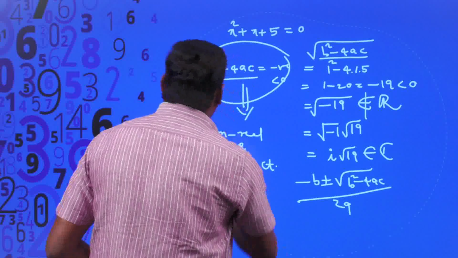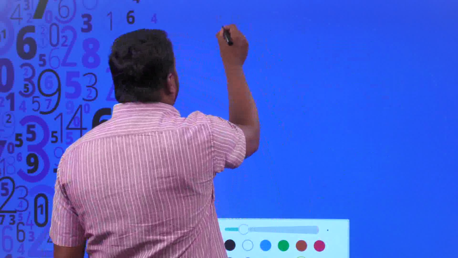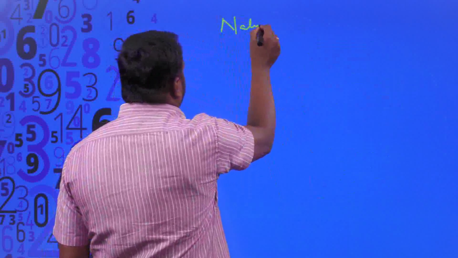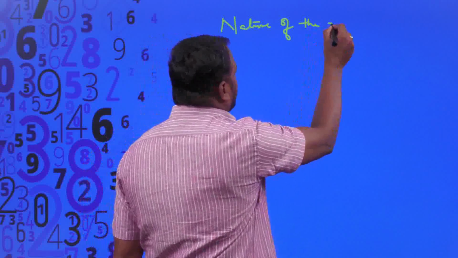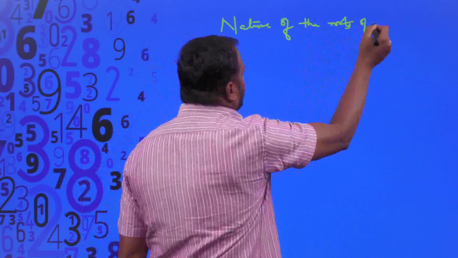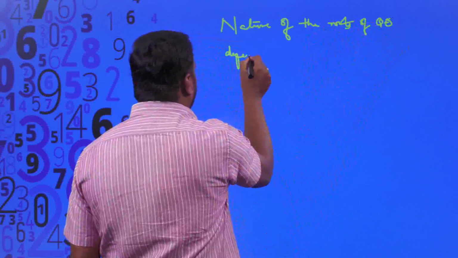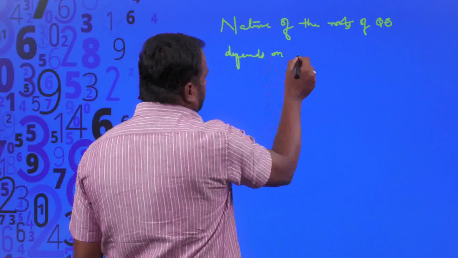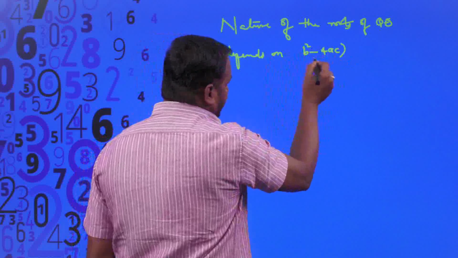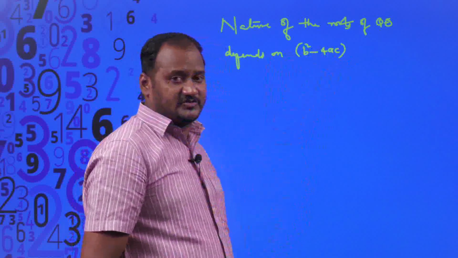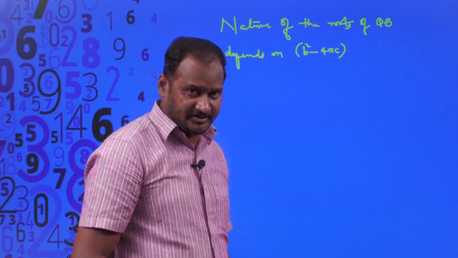The nature of the roots of quadratic equation depends on the value of b square minus 4ac. So that is why this b square minus 4ac is said to be the discriminant of the quadratic equation ax square plus bx plus c equal to 0.